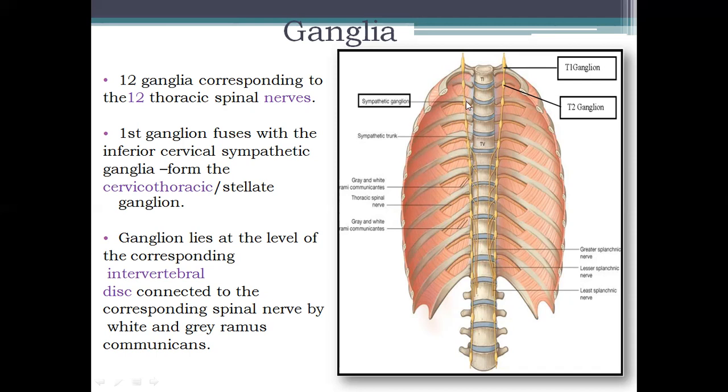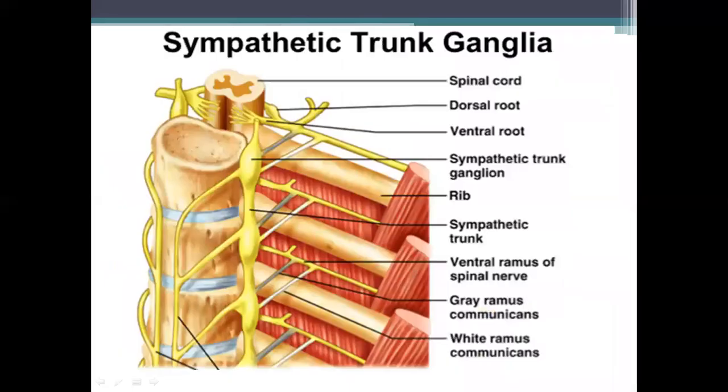Okay. Where are these ganglia located? When we see here, this is a vertebra, and this is a vertebra. In between them, we will have the intervertebral disc. So these ganglia lie at the level of the corresponding intervertebral disc. These ganglia are connected to their corresponding spinal nerves via gray rami communicantes and white rami communicantes. Okay, we'll see that. This is the gray ramus communicans and this is the white ramus communicans. This is the corresponding spinal nerve.